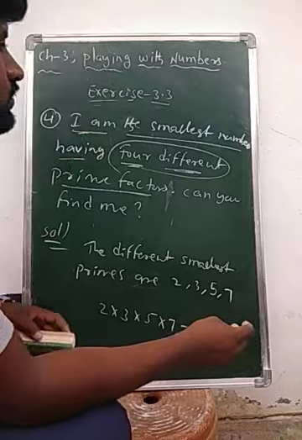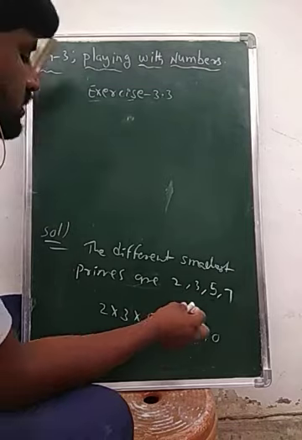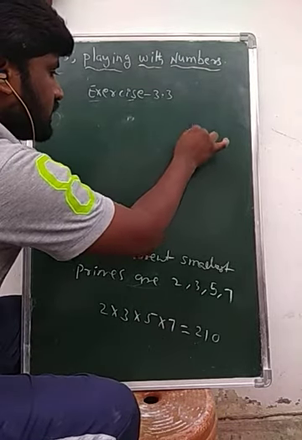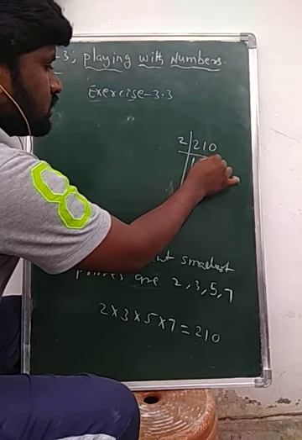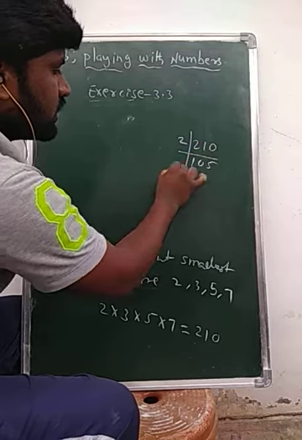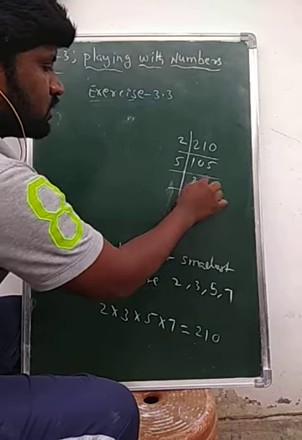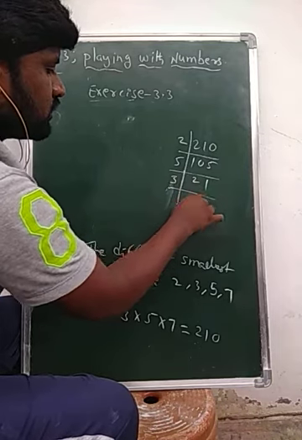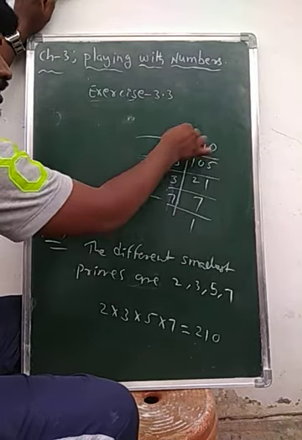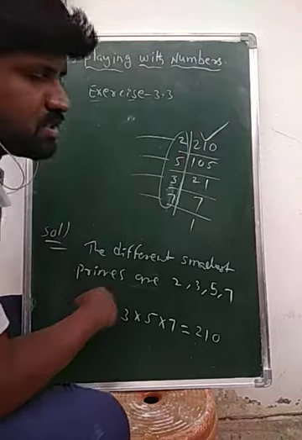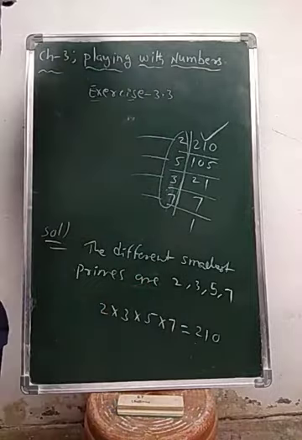Is it clear? So we can find it out like this. This is the required answer for the question, 210. 2 105s are 210, 5 21s are 105, 3 7s are 21, 7 1s are 7. So clearly we get these 4 different prime factors. So this is the smallest number, the required answer for this question. Thank you.